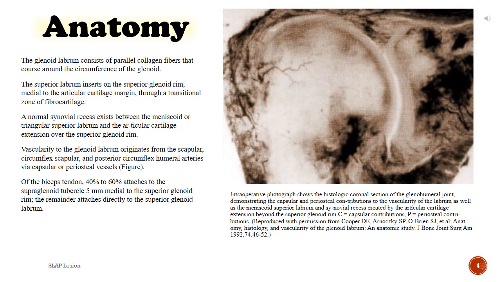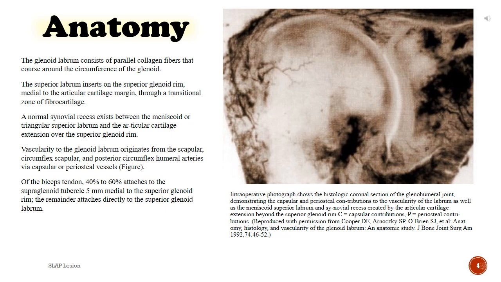Anatomy. The glenoid labrum consists of parallel collagen fibers that course around the circumference of the glenoid. The superior labrum inserts on the superior glenoid rim, medial to the articular cartilage margin, through a transitional zone of fibrocartilage. A normal synovial recess exists between the meniscoid or triangular superior labrum and the articular cartilage extension over the superior glenoid rim. Vascularity to the glenoid labrum originates from the scapula, circumflex scapula, and posterior circumflex humeral arteries via capsular or periosteal vessels, figure.